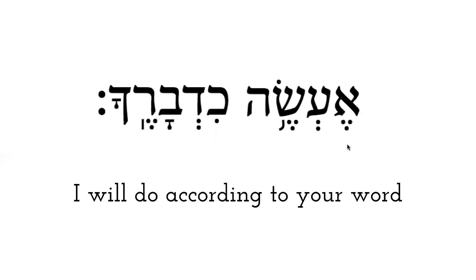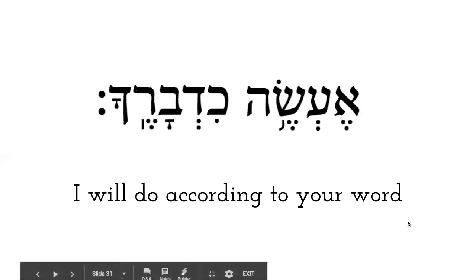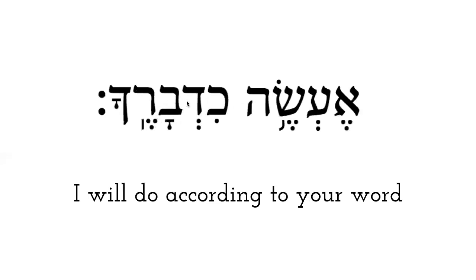And this is E'eseh, which is I will do. And this is Kidvarecha, which means according to your word. Now, you might recognize these three letters. Davar means word, okay? And this chi prefix means as, or according to, or like. And this ha means your, okay? So we'll do according to your word.